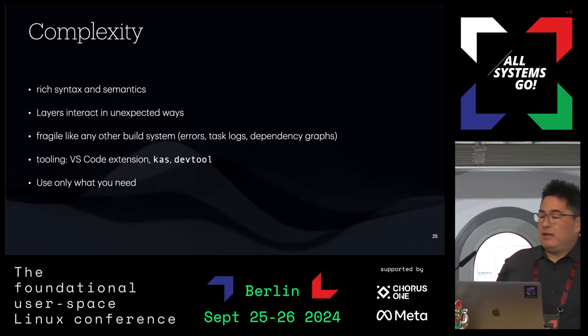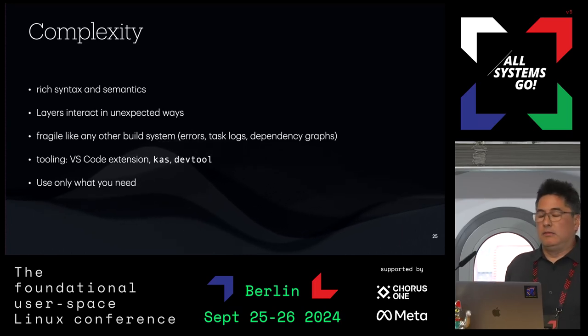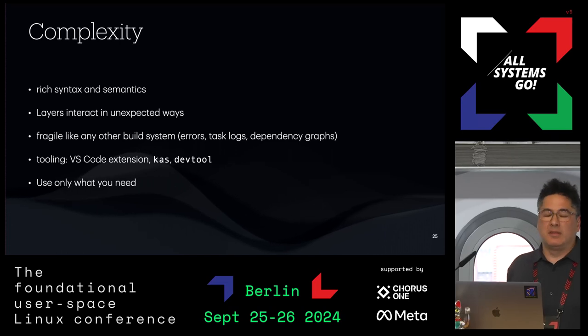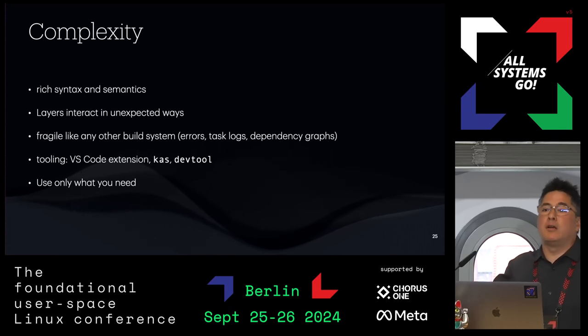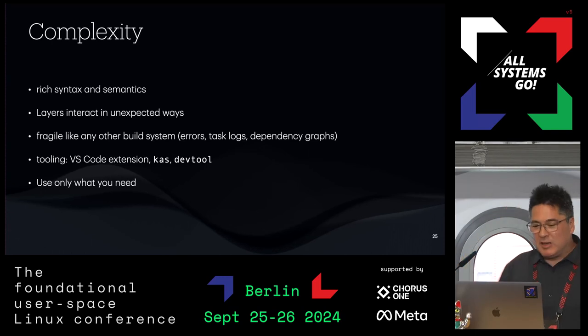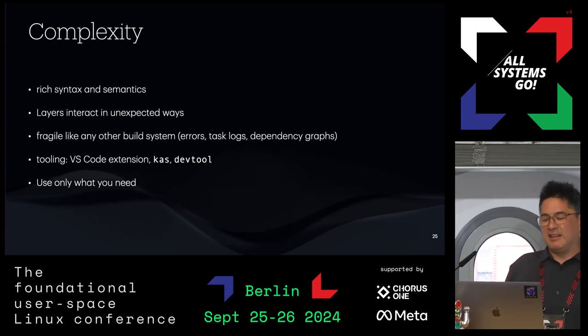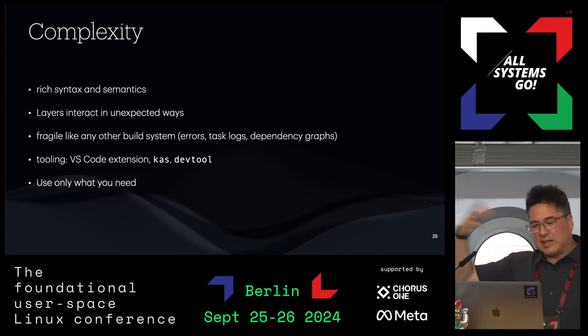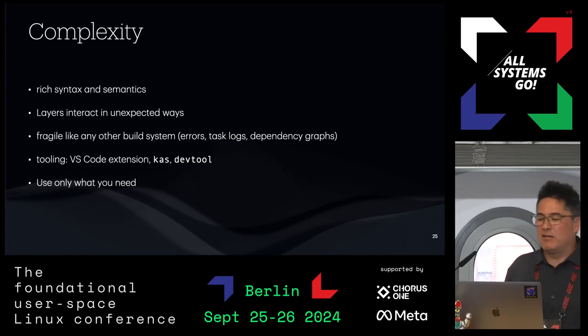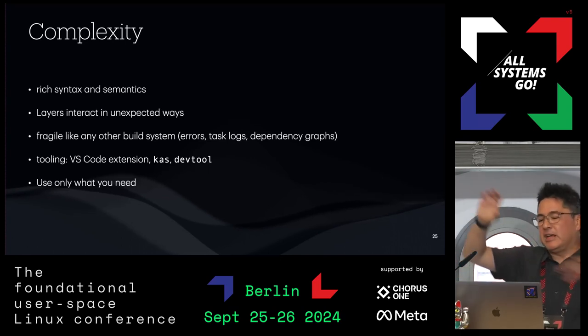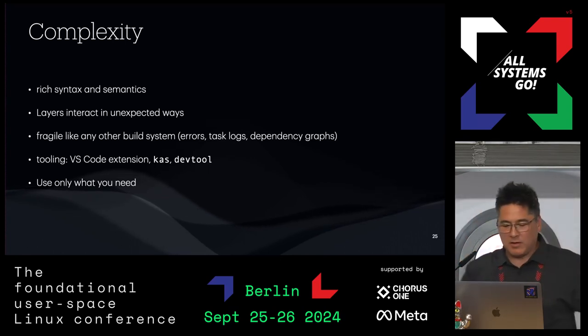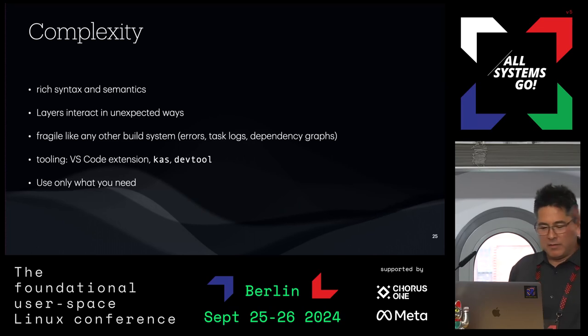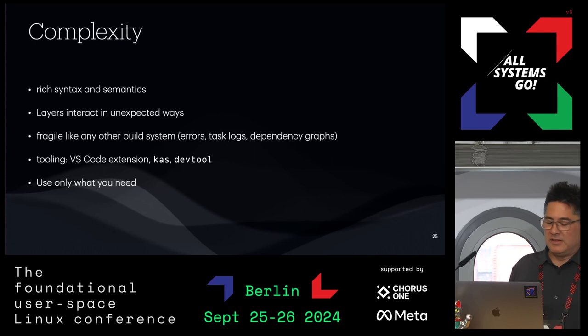But hey, if you deal with build systems, this is your bread and butter, right? You're looking at build errors. In the case of Yocto, you're looking at task logs to figure out where things went off the rails. If you need to, you're going to sketch out a dependency graph to try and pinpoint where the problems originate. This is what you do when you're building software.